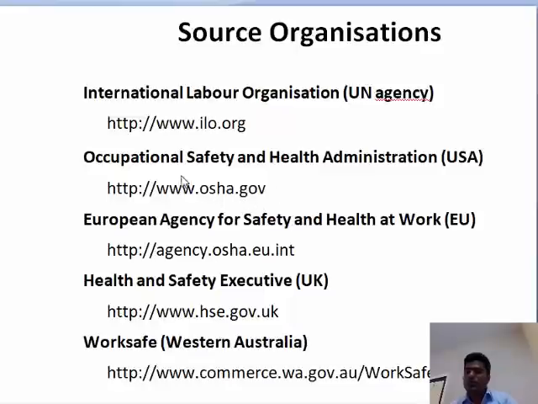And second one is Occupational Safety and Health Administration. That means this is the agency of the USA. And if you open this website, www.osha.gov, then this will also give you a lot of information about health and safety. And also the European agency, EU. You have to open this website for more information. And Health and Safety Executive UK, this website gives you detailed information about all topics. I have already used these websites.